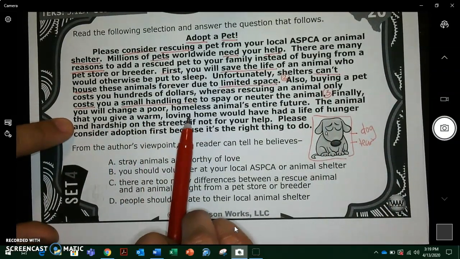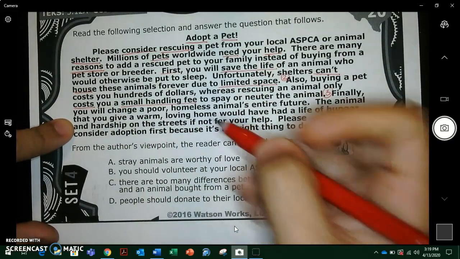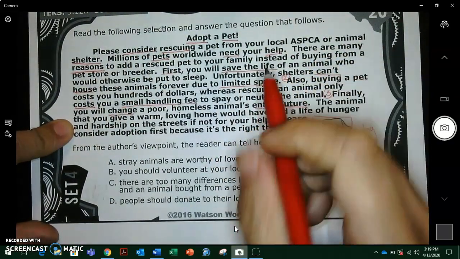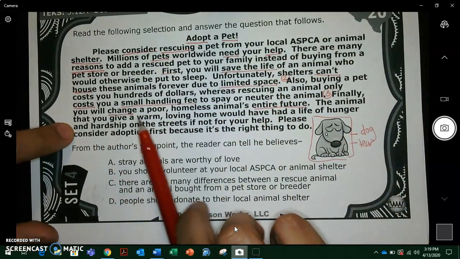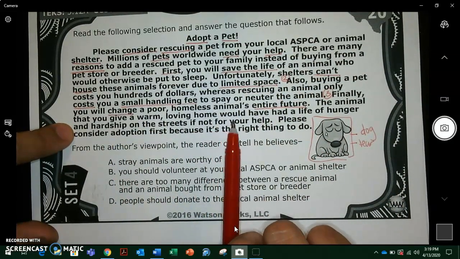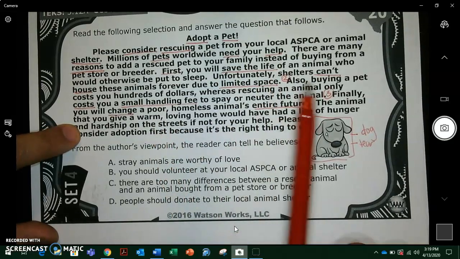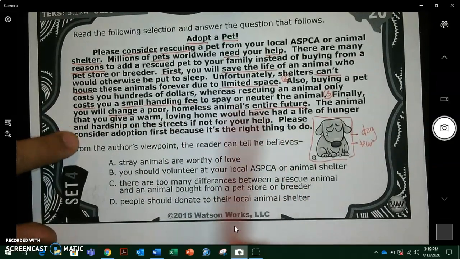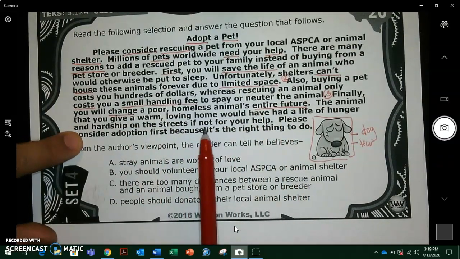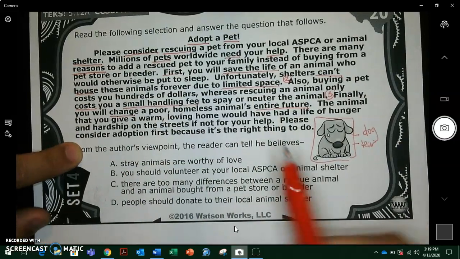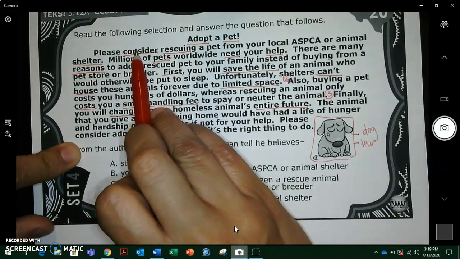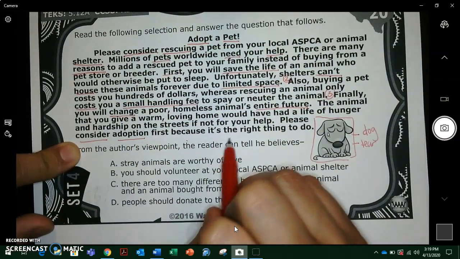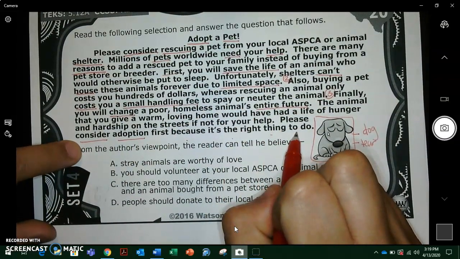You will change a poor homeless animal's entire future. What are you going to do? You're going to change their entire future. The animal that you give a warm, loving home would have had a life of hunger and hardship on the streets if not for your help. Please consider, what was that word again? They're asking you to consider adoption first because it's the right thing to do.